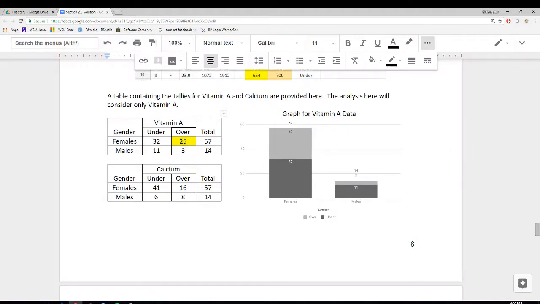On the other hand, for males, there were only 14 males in this study, so a reduced number of males compared against the females. And 3 of those males were actually over their daily recommended intake of vitamin A. Visually, we can present a graph of that information on the right here. I just computed this graph in our spreadsheet. So there were a total of 57 females, 25 of which are over, and 32, I guess, were under. The gray is the over box, and the darker gray is the under box here.